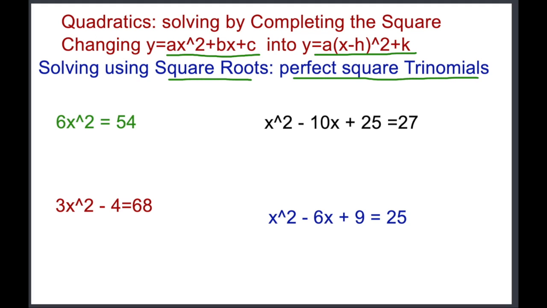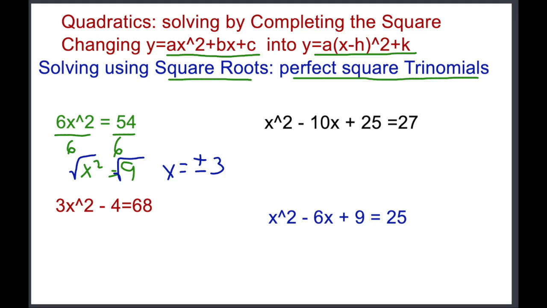The process we'll start with to review this is solving using square roots, and then later talk about perfect square trinomials. To solve by square roots, we have this first example, which to solve for x, we would divide by 6 and get x squared equals 9. And the reverse of squaring is square rooting, so we would square root both sides. Now don't forget, when you square root both sides, there are two square roots of 9, plus or minus 3. Both are answers, both are needed.